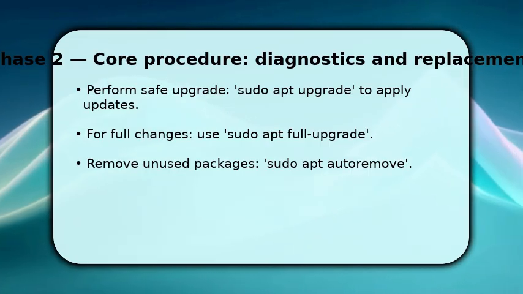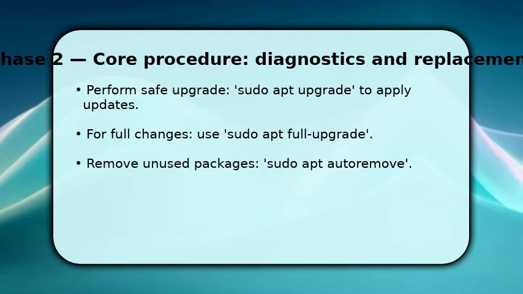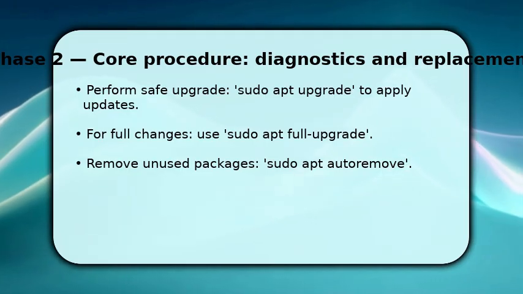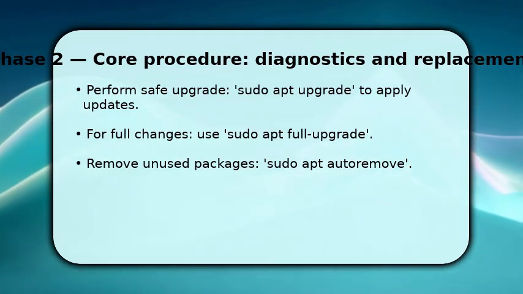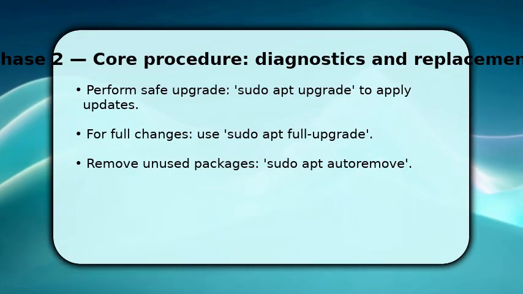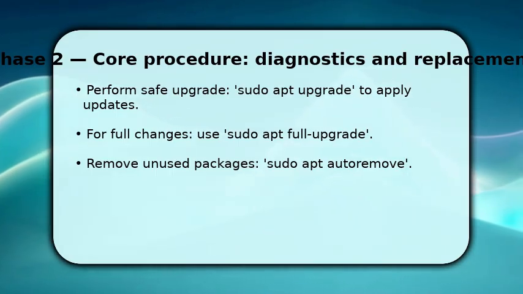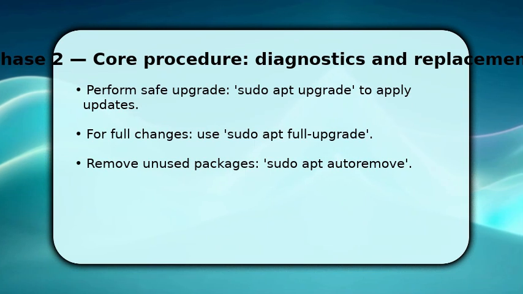Once upgraded, run sudo apt autoremove to clear orphan libraries and free disk space. Make sure to read prompts. Accept changes when confident. If a large kernel updated, plan a reboot to activate the new kernel.